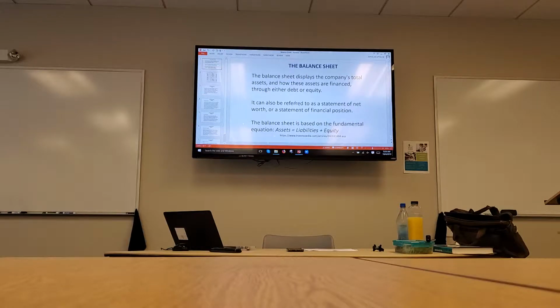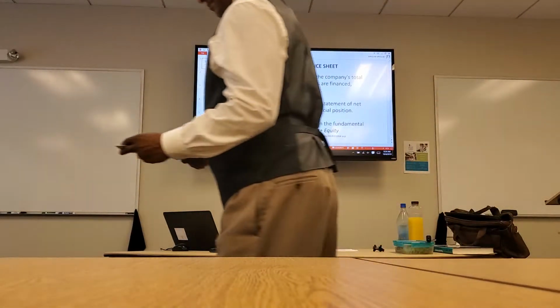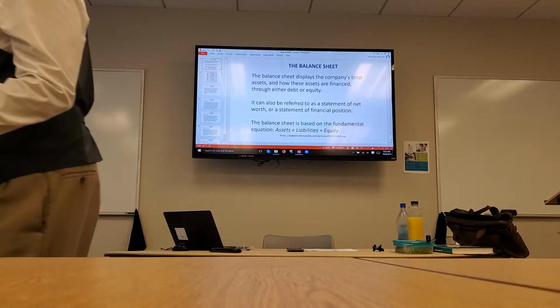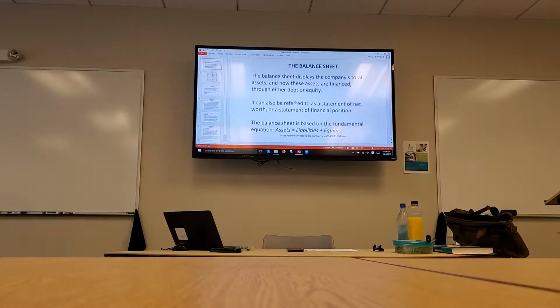The balance sheet displays the company's total assets and how these assets are financed through either debt or equity. It can also be referred to as statement of net worth or statement of financial position. The balance sheet is based on the fundamental equation, assets equal liabilities plus equity.